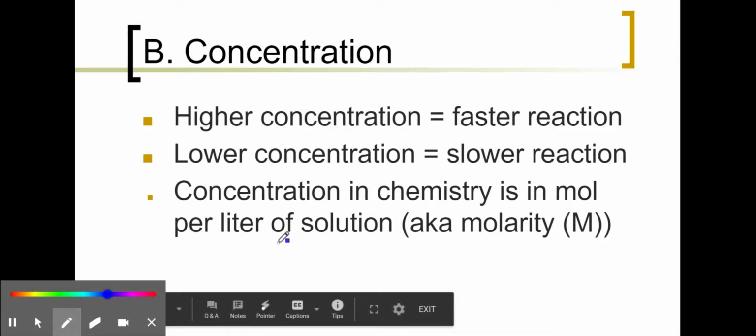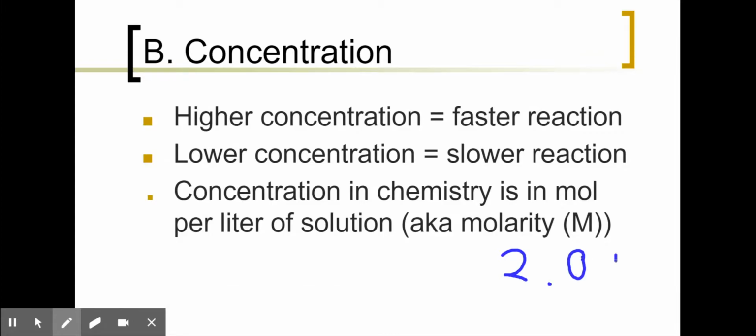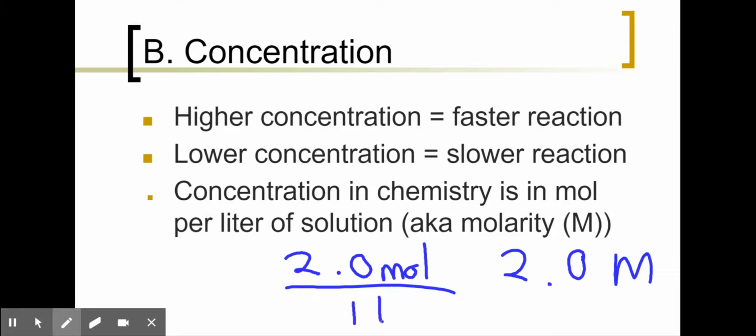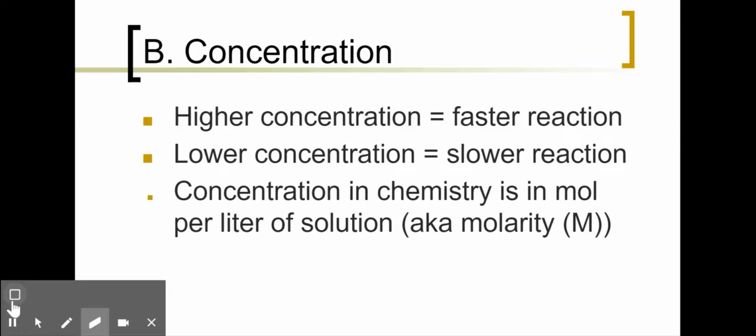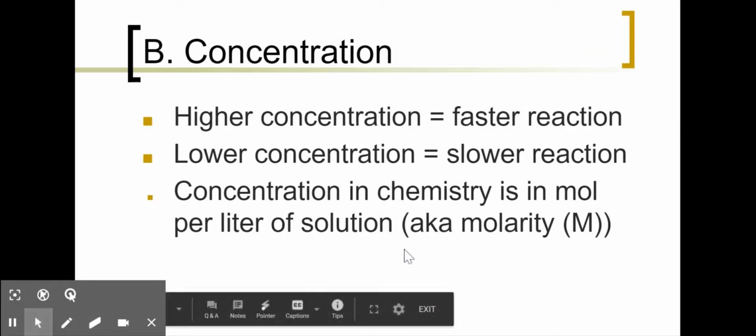Now let me explain what I mean by that. If somebody shows me this, I know that means 2 moles per 1 liter. That equals that, and we say it as 2 molar. So that's the naming convention, the nomenclature we use for that unit.